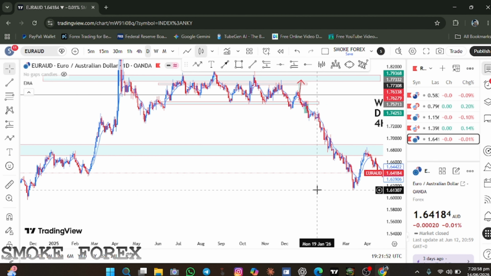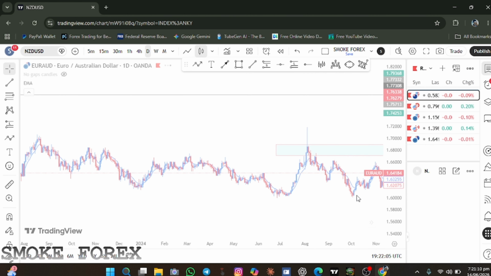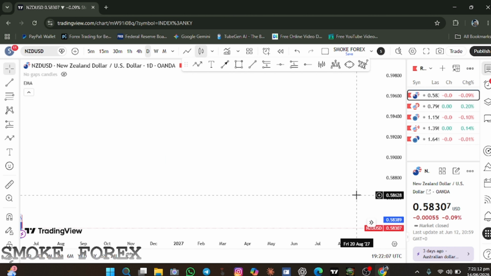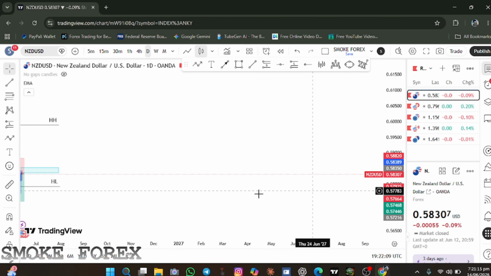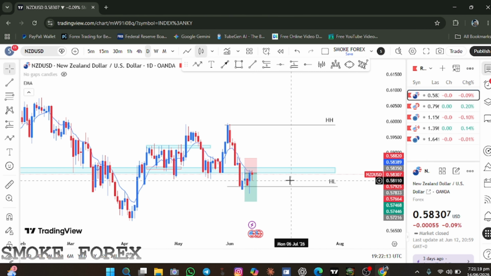So these are the 5 pairs for this week probably. I'm just gonna wait and see what the market could be doing, and I'll share the insight probably during the weekend.